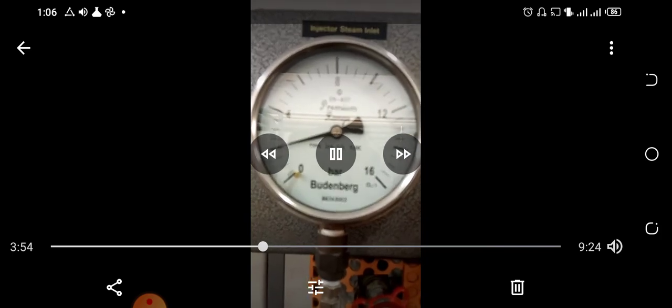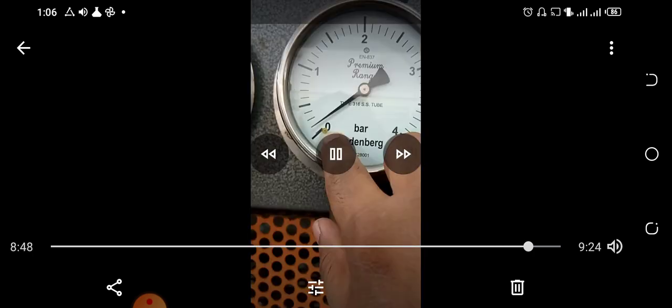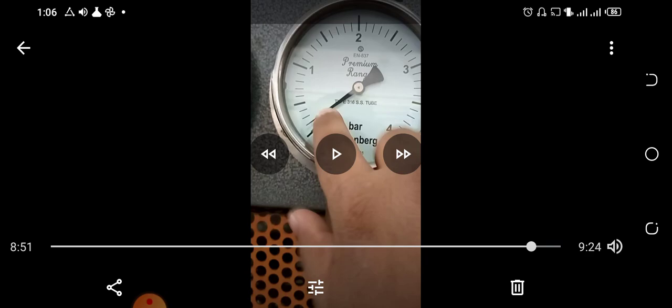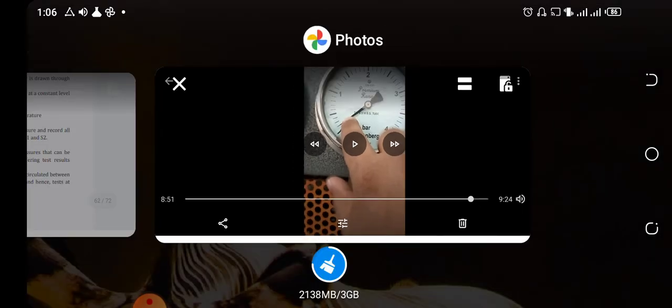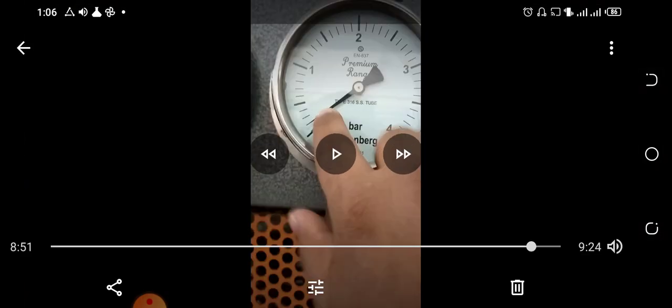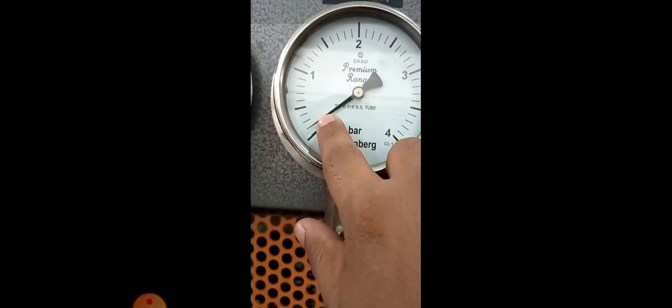These are the observation columns. This video I will give you later. From this video you have to do the calculation. Now suppose that we have taken all the observations from this experiment. You can see that we have to know the pressure and temperature.